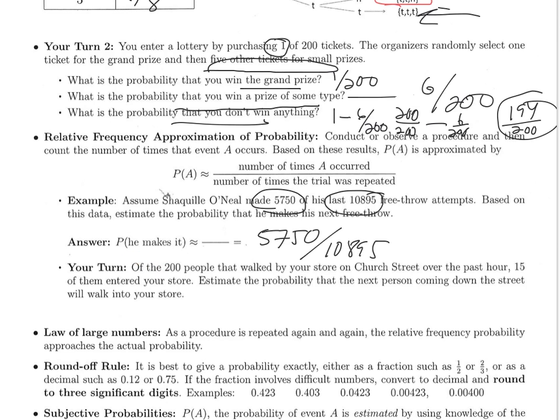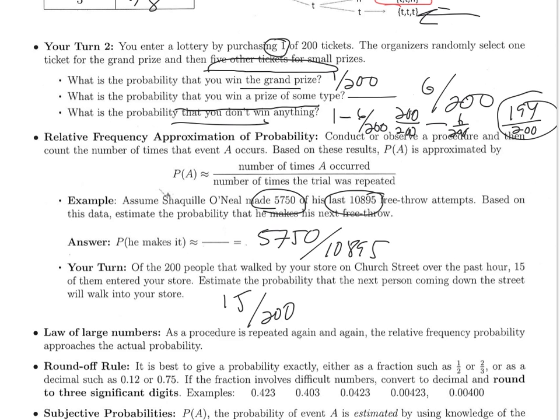So our turn. Out of 200 people that walked by your store on Church Street, where's Church Street, folks? Over the past hour, 15 of them entered the store. So estimate the probability that the next person coming down the street will walk into the store. Well, how many of the last 200 people did? 15 out of 200, and that's our relative frequency probability.